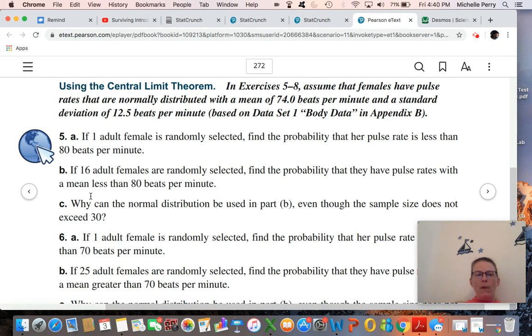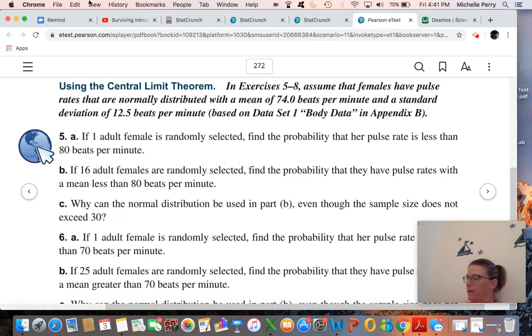B, if we don't know that that population is normally distributed, then we need to have a sample size that's greater than 30. Well, Part B is not a sample size that's greater than 30, but since we know that the original population of female pulse rates is normally distributed, we're good to go. So then we are going to insert the mean of our population, which in this case was 74, for the mean of all sample means.